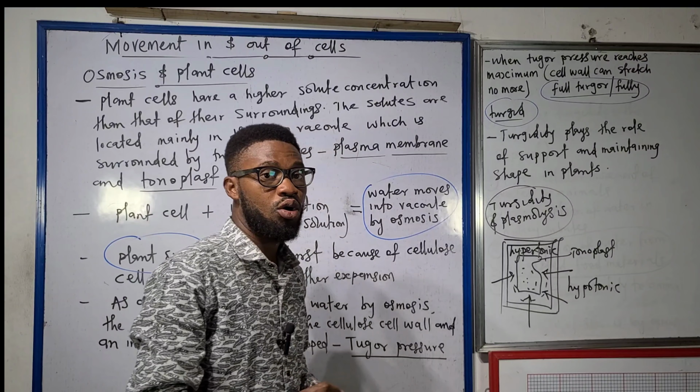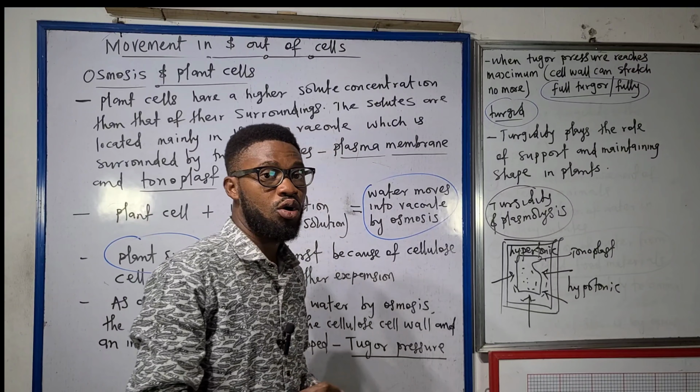Now, that pressure being exerted against the cell wall of the plant cell is what we call turgor pressure. As a plant cell takes up water by osmosis, the protoplasm presses against the cellulose cell wall, and an internal pressure is developed called turgor pressure. So as the content of the cell begins to press against the cell wall as water comes into the cell, the cell continues to swell. I said here the plant cell swells.